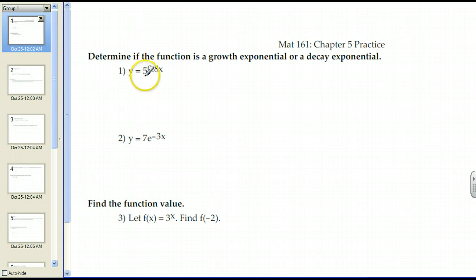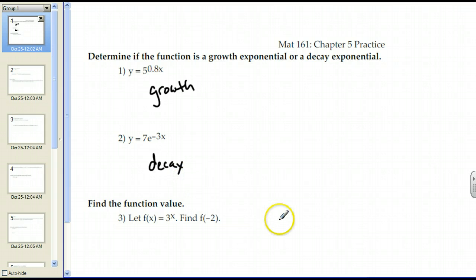Now the way I know what this is: I have a base here, something being raised to an exponent. That base is larger than 1, and the exponent's positive, so this is growth. And then this one, this is the base, not the 7, but the e, that's the base. It's again bigger than 1, but because it's a negative exponent, or a negative coefficient on the x, this is decay.